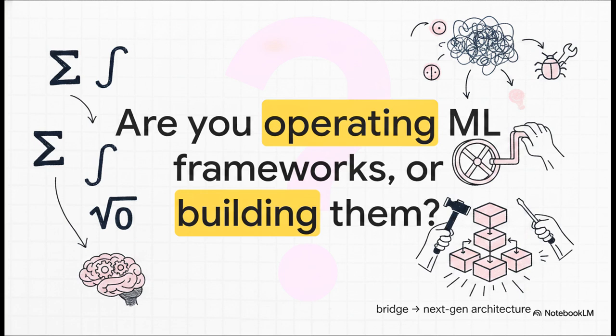I want to leave you with a final thought today. A bit of a challenge, really. After seeing how all these defaults, MSE, cross-entropy, weight decay, are rigorously derived from base probabilities and entropy, ask yourself, are you just operating ML frameworks, kind of blindly trusting the defaults? Or do you now understand them deeply enough to debug them under load, to tweak them when your data breaks assumptions, and maybe, just maybe, even build the next one?